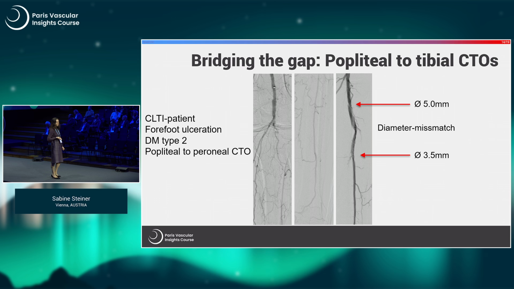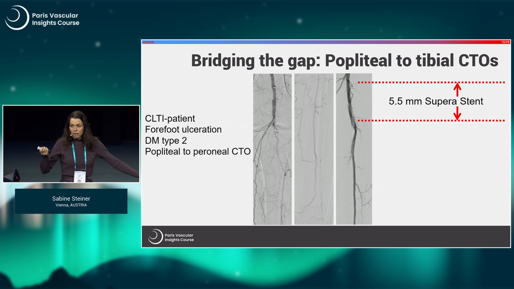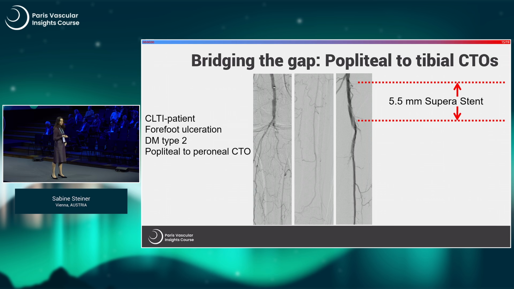This is really dissecting into the trifurcation. What are you going to do there? Because, and this is the difficult part of it, you have this diameter mismatch. I mean, the Supera in the distal popliteal, I like it. Maybe not based that well on data, but on the experience of many of us and some registry data out there. But how do you proceed further down?